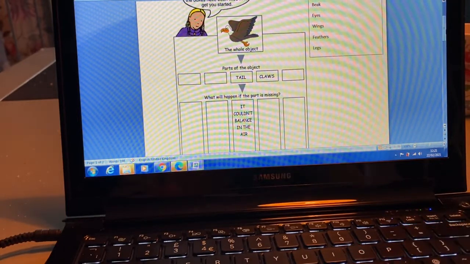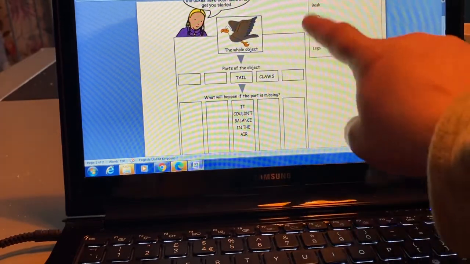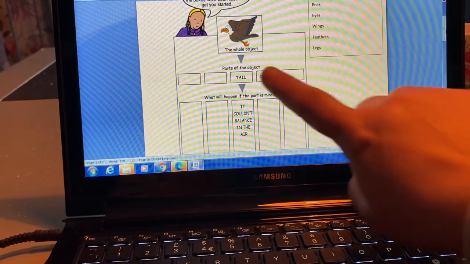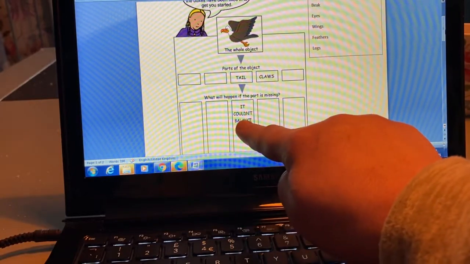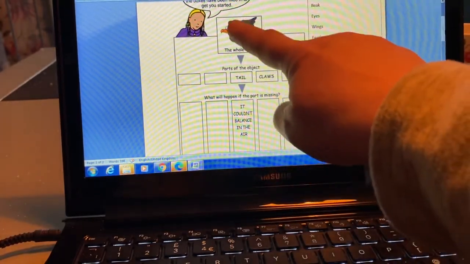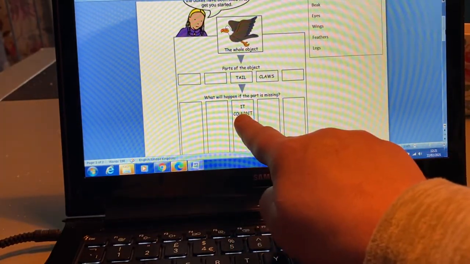So there's some laid out here for you. So there's a tail, there's claws. I've got some other ideas over here if you really can't think of other things that make up an eagle. And I'm going to think what would happen if that particular thing wasn't there. Okay, so the example that's been done here for you, the whole object is the eagle, the part of the object is the tail. What would happen if that tail was missing?